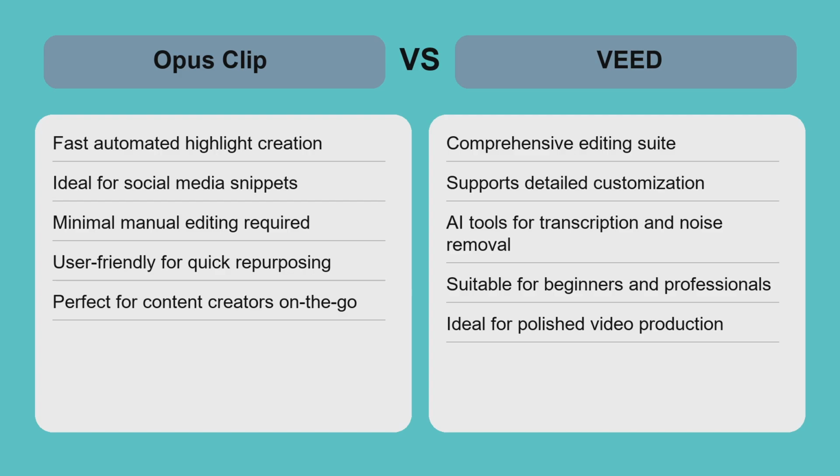If you want speed and simplicity, Opus Clip's AI clipping is unmatched. But for versatility and professional-grade editing tools, VEED provides a more comprehensive platform. The trade-off is between quick automated results and deeper creative control. Choosing between them depends on whether your priority is rapid content repurposing or full video production capabilities.